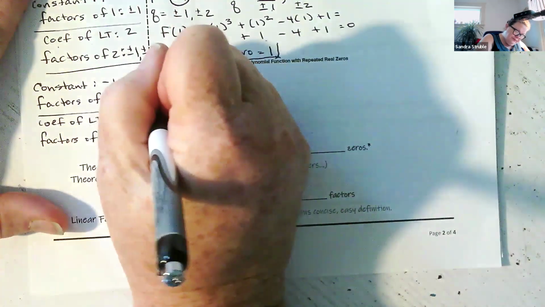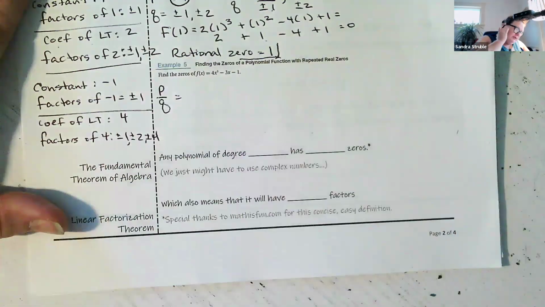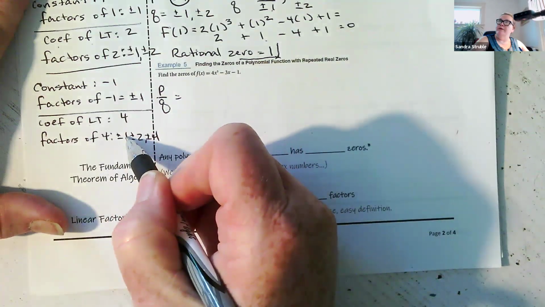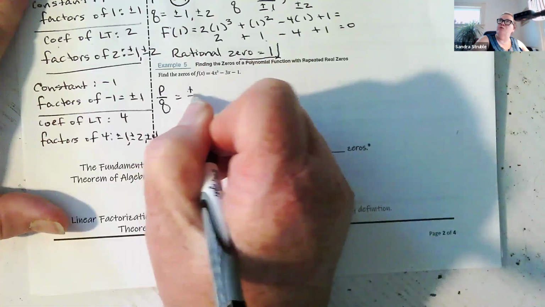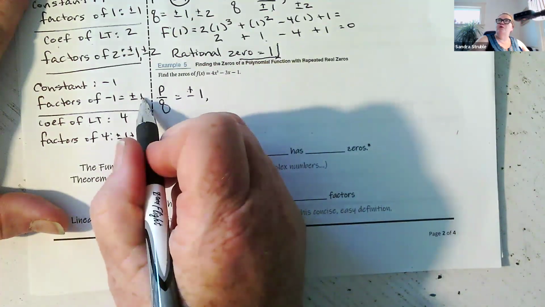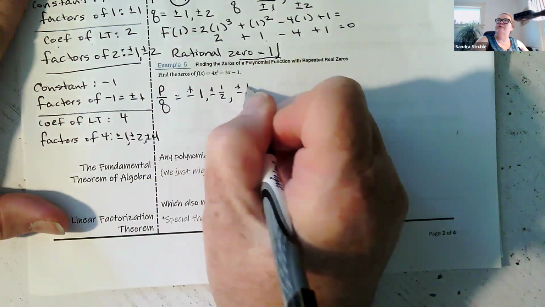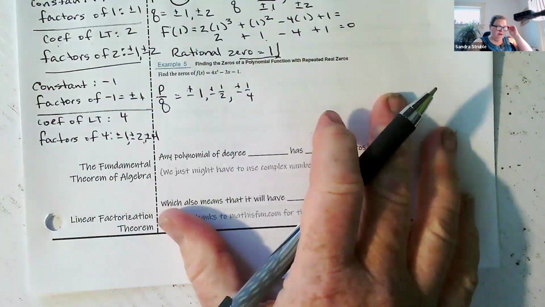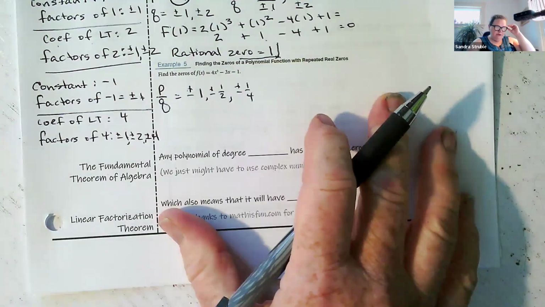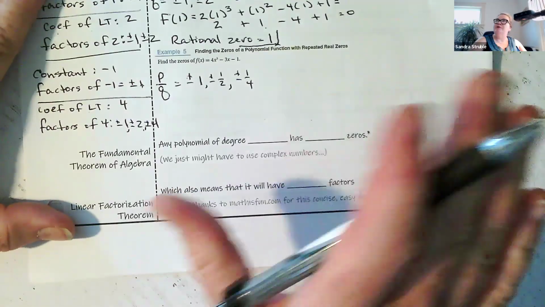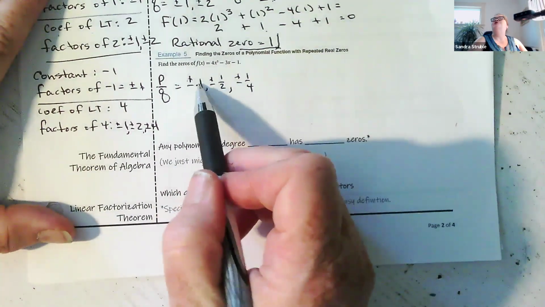So P over Q, and I'm going to skip the whole lining them up thing. P over Q would be plus or minus 1 over plus or minus 1, which would just be plus or minus 1. Plus or minus 1 over plus or minus 2, which is plus or minus 1/2. And plus or minus 1 over plus or minus 4, which is plus or minus 1/4. So those are our possible rational zeros. We need to find which one it is. So I'm just going to start. I know you don't want to start with fractions, so let's just start with 1.